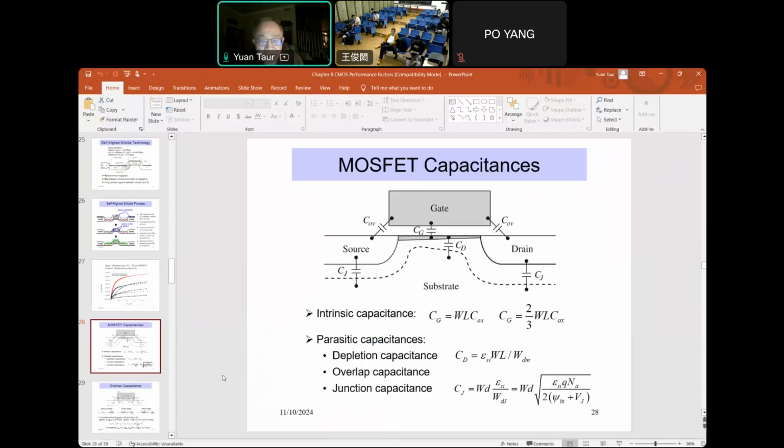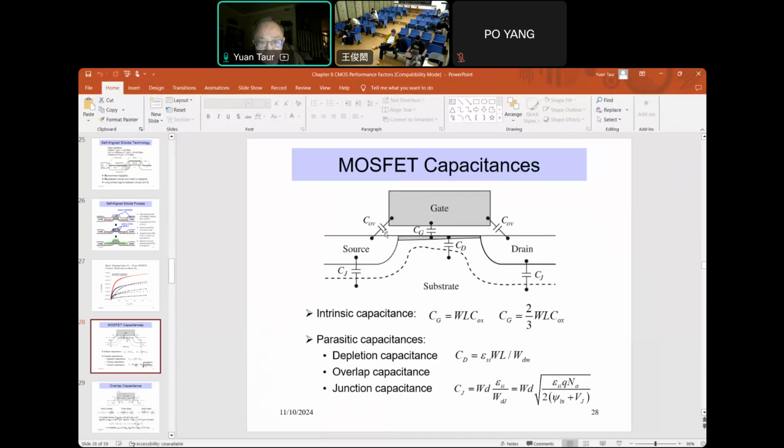Okay, next is capacitance. There are many capacitance components. Some we call intrinsic, and intrinsic is the gate capacitance, of course. That's due to the inversion charge. To turn the MOSFET on and off, you have to induce inversion charge, mobile charge. To turn it off, you take the charge out. So that is the charge and discharge of the gate capacitance. So that's intrinsic. That we discussed at the end of chapter 5, I think.